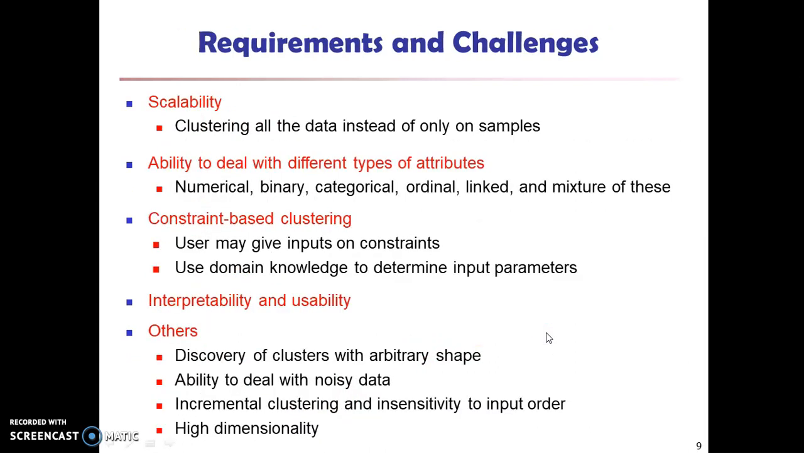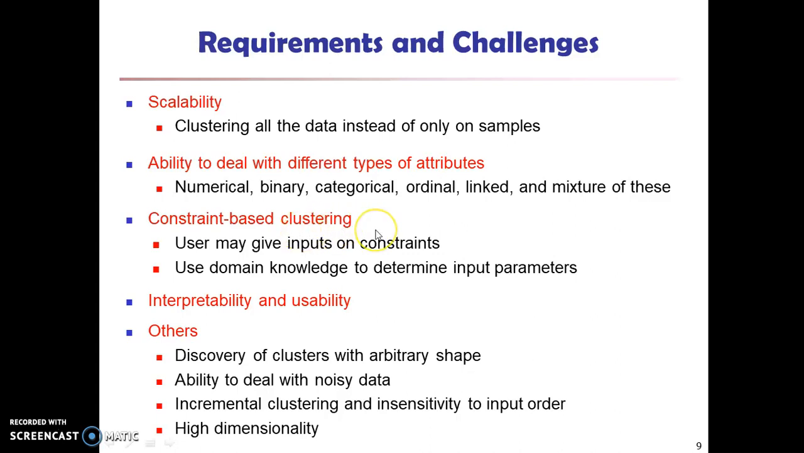And what are the requirements and challenges of cluster analysis? Here, scalability is one of the very important requirements: clustering all the data instead of only samples. When we have a large amount of data, we need to cluster all the data instead of going for only samples. And the ability to deal with different types of attributes: numerical, binary, categorical, ordinal, link, and a mixture of these. And the other one is constraint based clustering, one of the important requirements.